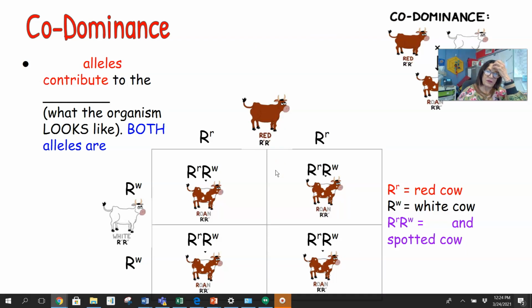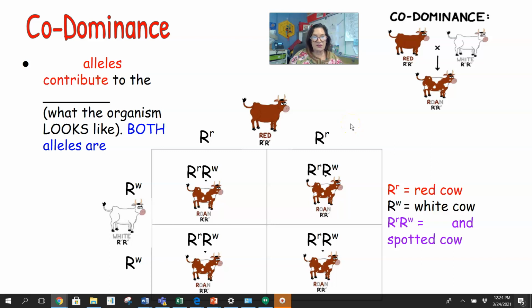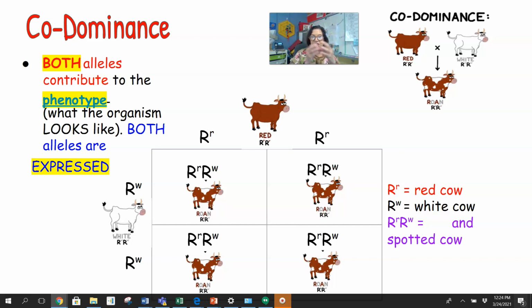Okay, and then we have one more. And this is called codominance. So this is where both alleles contribute to the phenotype. And phenotype, remember, is what that organism actually looks like. So both alleles here are expressed or shown. All right, so in incomplete dominance, we blended the colors together, and in codominance, they're both like, I'm in charge, no, me. So they're going to both be expressed.